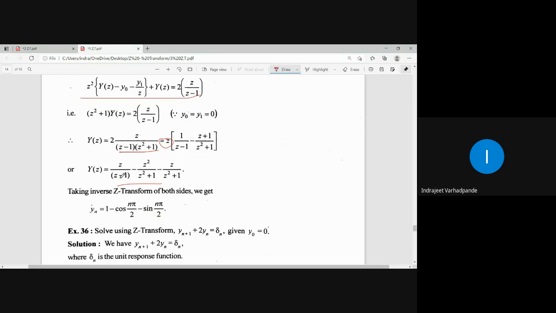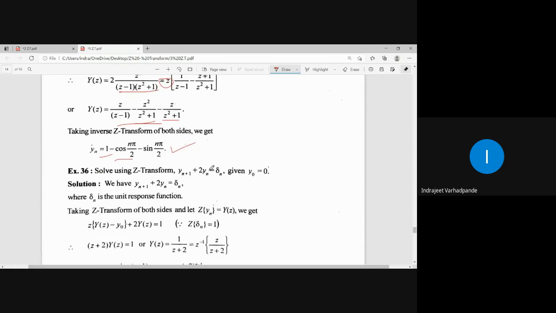Z upon z minus 1 का inverse है 1. Z squared upon z squared plus 1 का inverse है cos(n pi by 2). Z upon z squared plus 1 का inverse है sin(n pi by 2). So accordingly adjust the terms, apply partial fraction, make it into the form whose inverse exists, and get the answer.